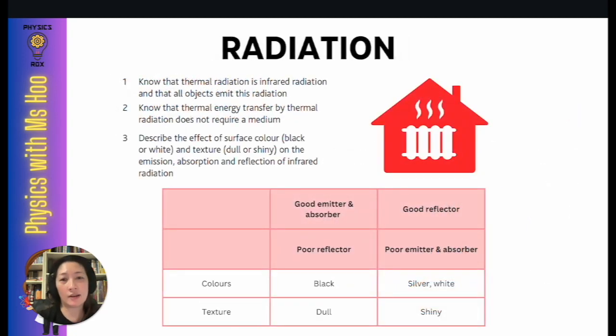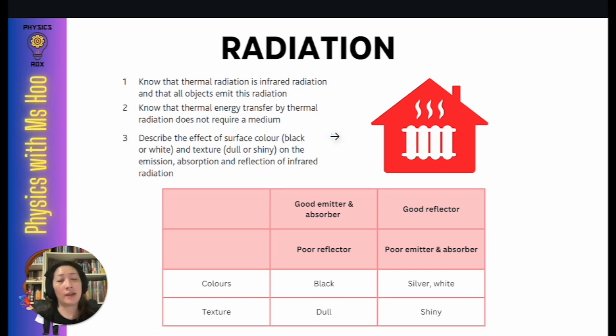Thermal radiation does not need any medium because it's quite simply infrared radiation, and all objects emit this radiation. The hotter an object is, the greater its infrared radiation, which means the greater its thermal radiation. Thermal energy transfer by thermal radiation does not require a medium, which means that it can travel through a vacuum, which is how the thermal radiation from the sun is able to reach Earth, because the thermal energy needs to travel through space, right? And space is a vacuum. And yet we can still receive the heat. So yes, thermal radiation does not need a medium, and can travel through a vacuum.